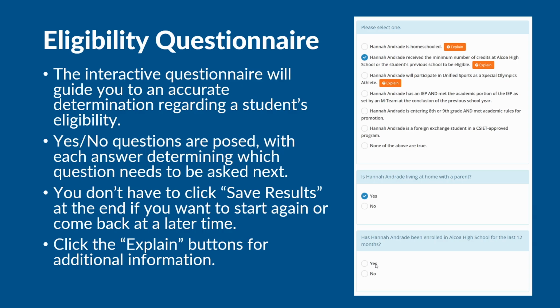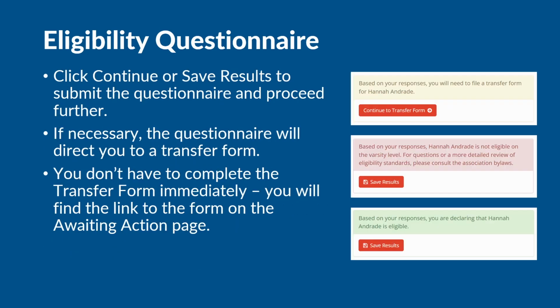The other thing to notice is that in several places you see those orange explain buttons. You'll see those on the transfer form too. That explain button, click that. That will give you further explanations on what it's saying or what it's asking for. So let's say you've completed the questionnaire, you're satisfied with your answers, then you'll click Save Results at the bottom.